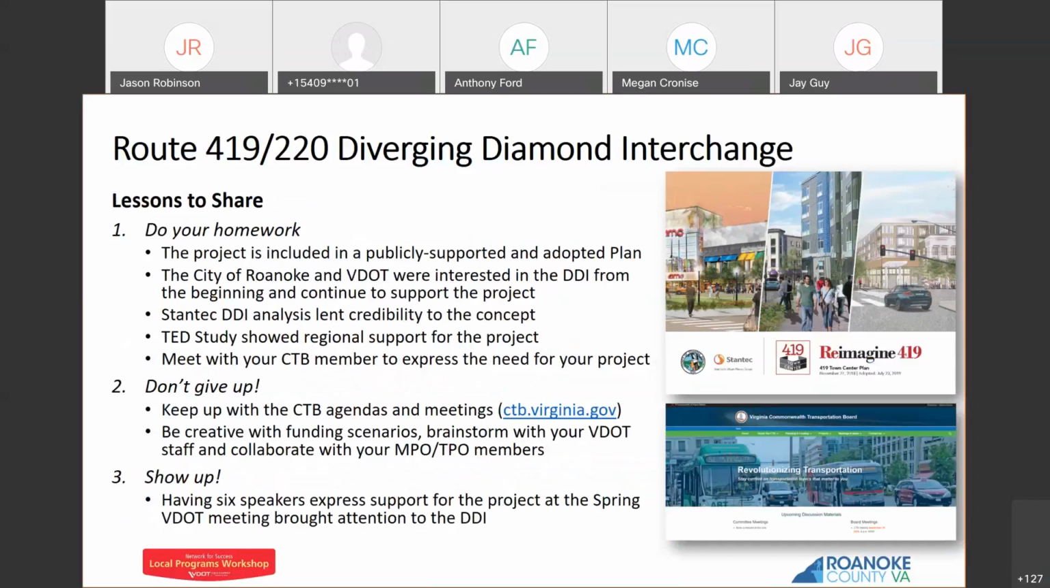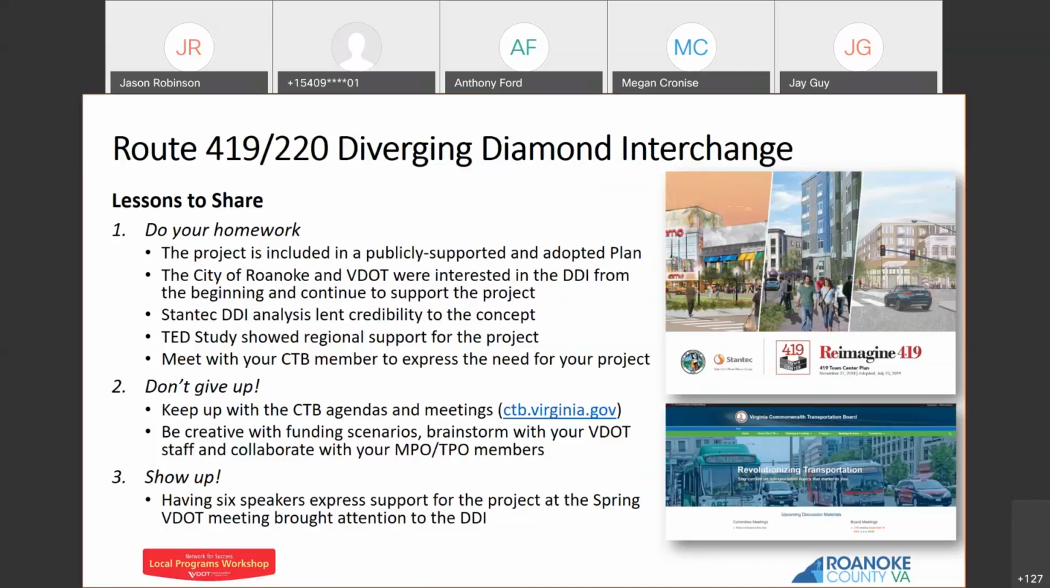Do your homework. The project is included in a publicly supported and adopted plan. This is the Reimagine 419 plan that was adopted by our Board of Supervisors that the project's included in. The City of Roanoke and VDOT were interested in the DDI from the beginning and continue to support the project. The Stantec DDI analysis that we spent extra money on lent credibility to the concept. The TED study showed regional support for the project. And then meet with your CTB member to express the need for your project.